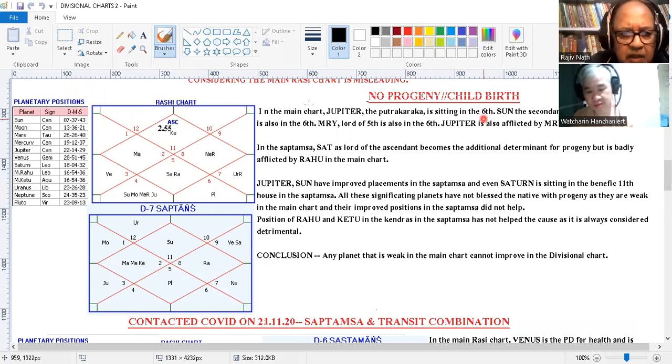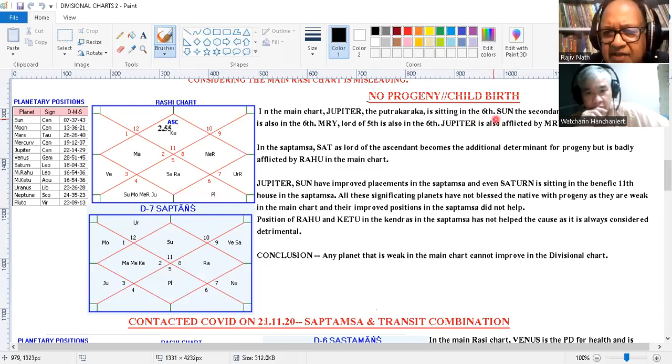Now look, in the main chart, Jupiter is the Putra Karak. In Hindi, Putra means son. Jupiter, the significator for son, the Putra Karak, is sitting in the sixth house in the main chart.